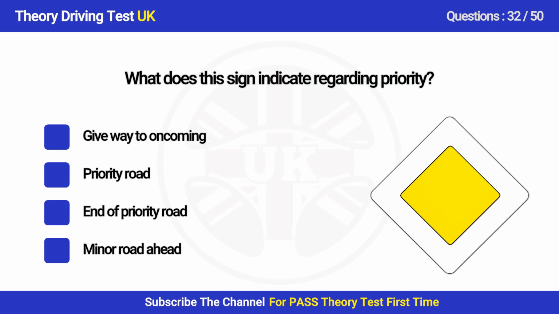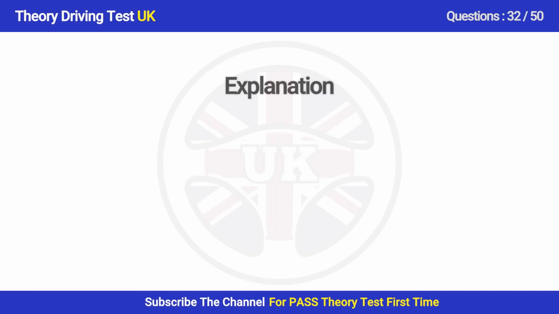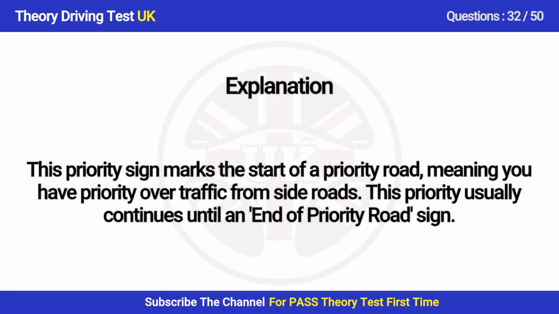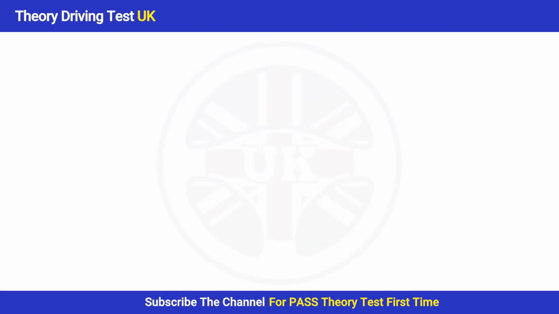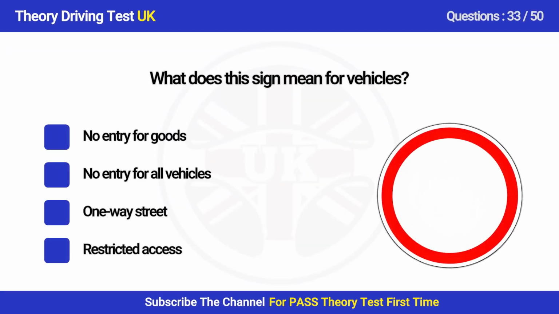A. Give way to oncoming, B. Priority road, C. End of priority road, D. Minor road ahead. Answer is B. Priority road. This priority sign marks the start of a priority road, meaning you have priority over traffic from side roads. This priority usually continues until an end of priority road sign. Question 33. What does this sign mean for vehicles?